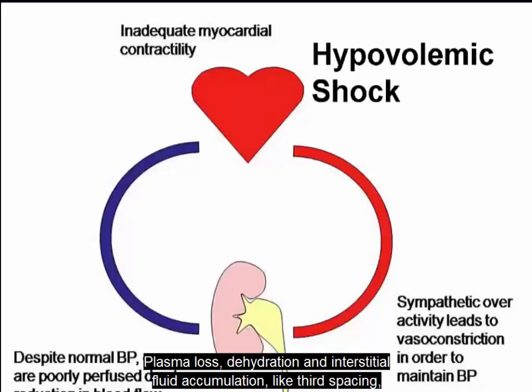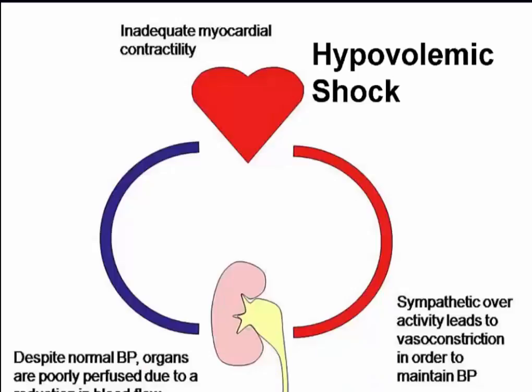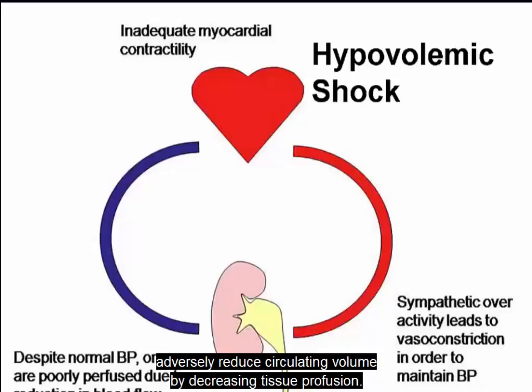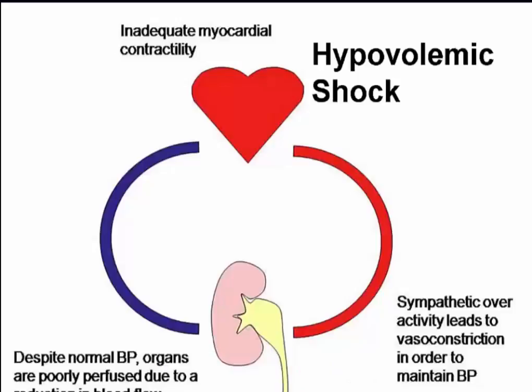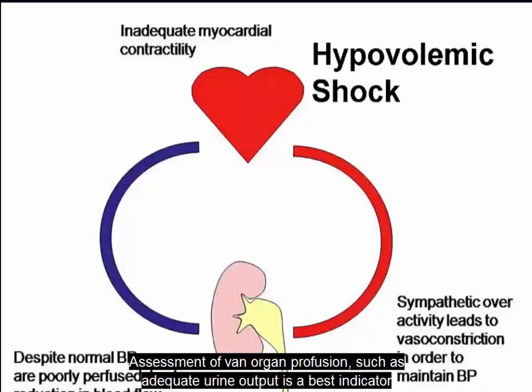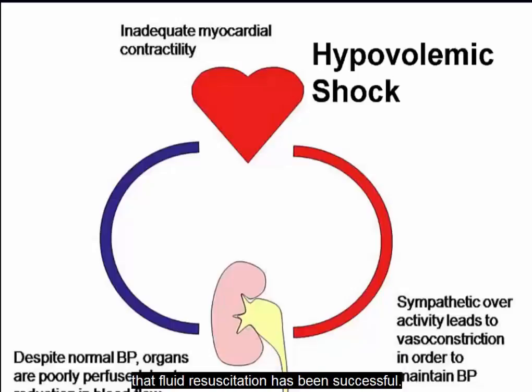Plasma loss, dehydration, and interstitial fluid accumulation, like third spacing, adversely reduce circulating volume by decreasing tissue perfusion. The primary defect is decreased preload. Assessment of end organ perfusion, such as adequate urine output, is the best indicator that fluid resuscitation has been successful.